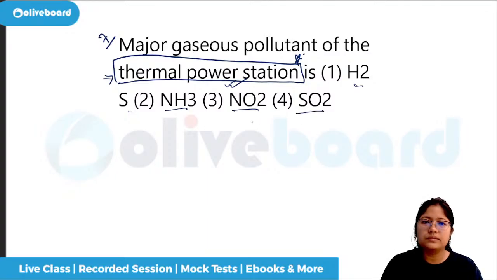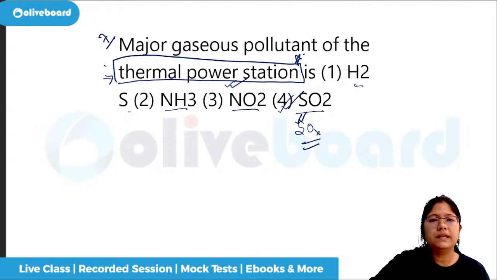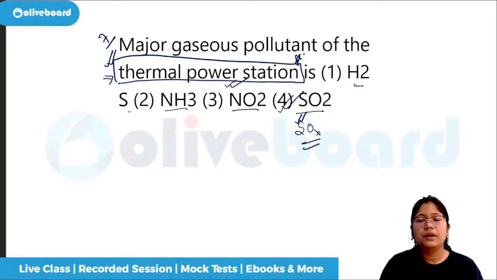Though other gases are also there, like some amount of nitrogen oxide can also be there, and other things can also be there, the one option which we will select is the oxides of sulfur. So we are going to select SO2, because in the thermal power station, if there is the burning of coal, for example, in this case, what will happen? The oxides of sulfur will be there. So 4 we are selecting as the answer.